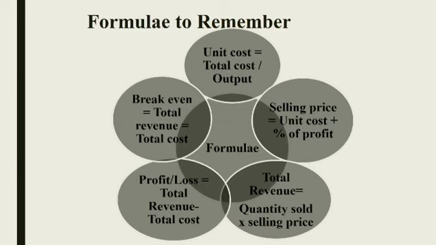Some formulae for you to remember. Unit cost is equal to total cost divided by output. Selling price is equal to unit cost plus percentage of profit. Total revenue is equal to quantity sold multiplied by selling price. Profit or loss is equal to total revenue minus total cost. And break-even is when total revenue is equal to total cost.